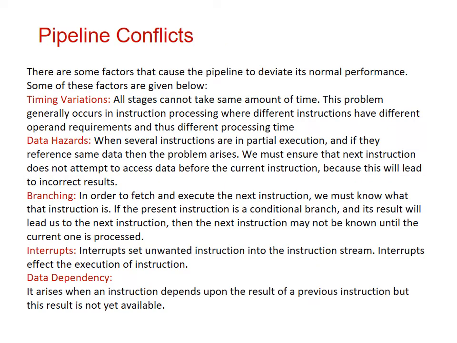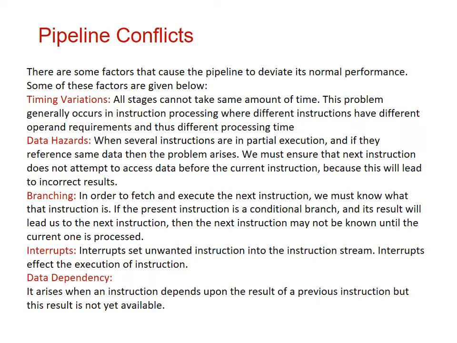Now let's learn about pipeline conflicts. There are some factors that cause the pipeline to degrade its performance. Some of these factors are given below. The first one is timing variation. All stages cannot take the same amount of time. This problem generally occurs in instruction processing, where different instructions have different operand requirements and thus different processing times.